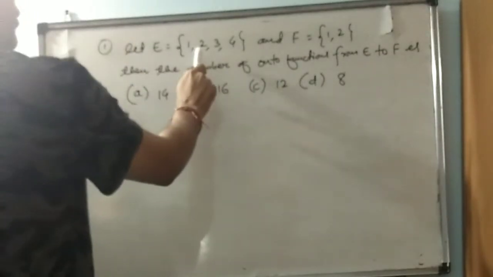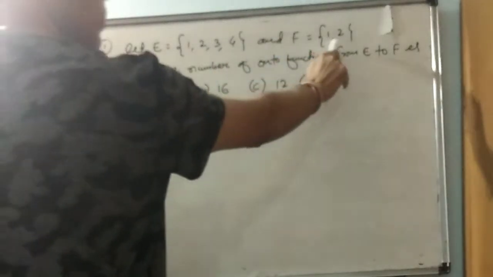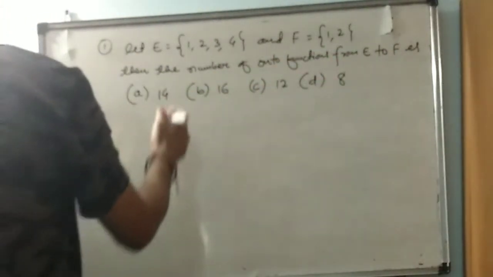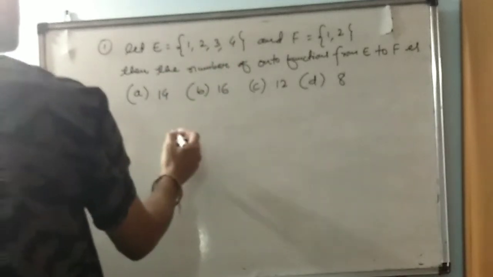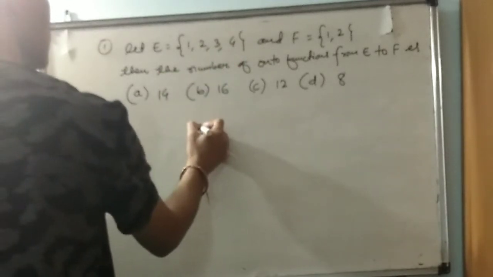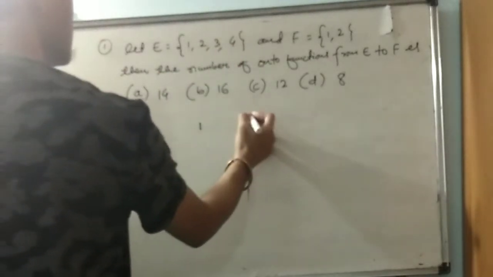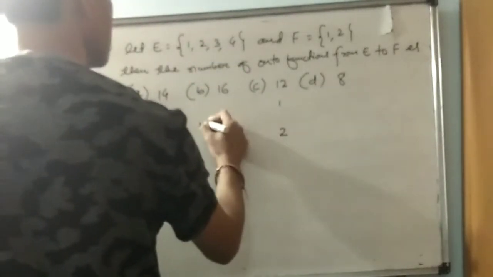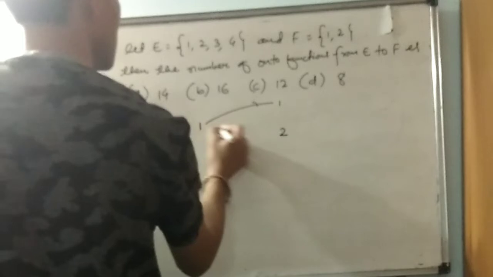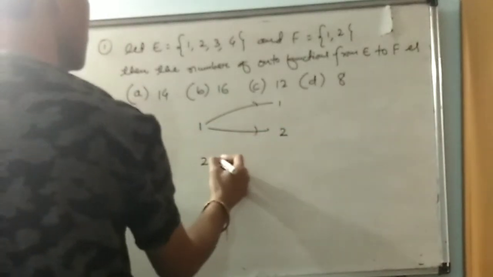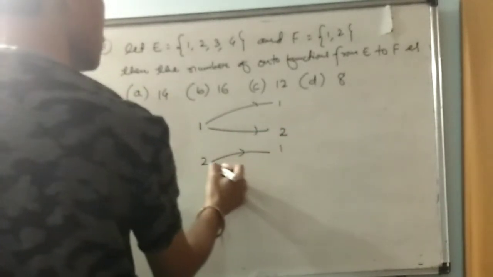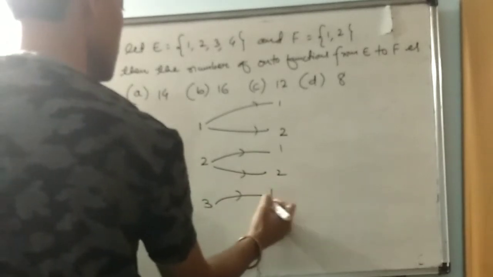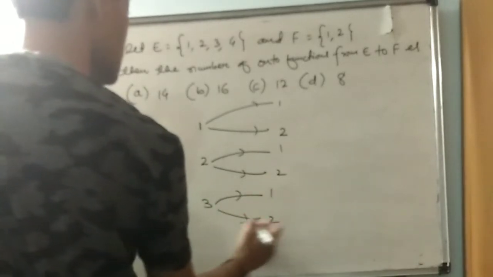Set E is having 4 elements and set F is having 2 elements. We have to find the number of onto functions. So before starting this, try to understand that 1 can be connected with 1 or 2. Similarly, 2 can be connected with 1 or 2. 3 can be connected with 1 or 2. And so can 4.